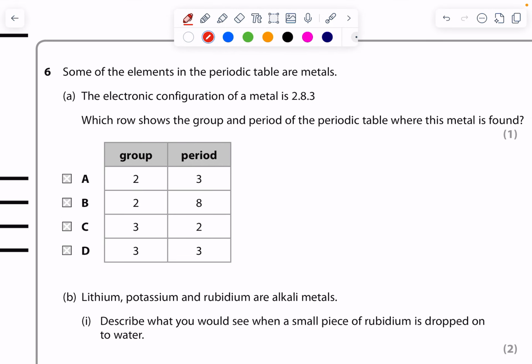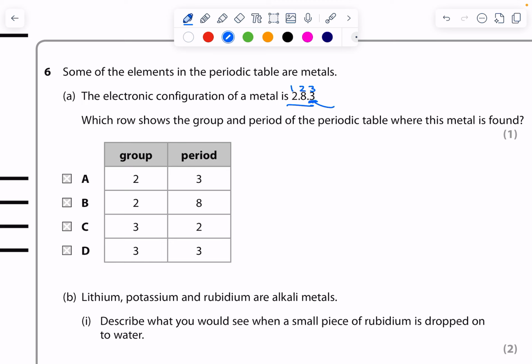Okay, so some of the elements in the periodic table of metals, the electron configuration is this 2,8,3. Which row shows the group and the period where this metal is found? So if you remember, the period is the number of energy levels. So there's 1, 2, 3 energy levels. So it's got to be in the third period.